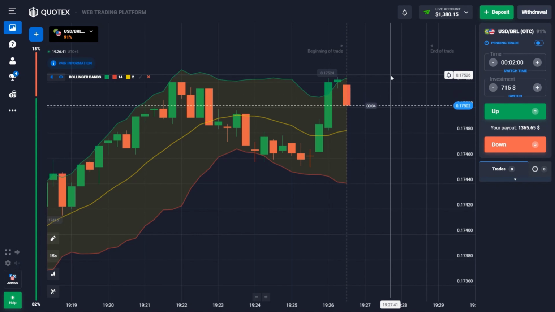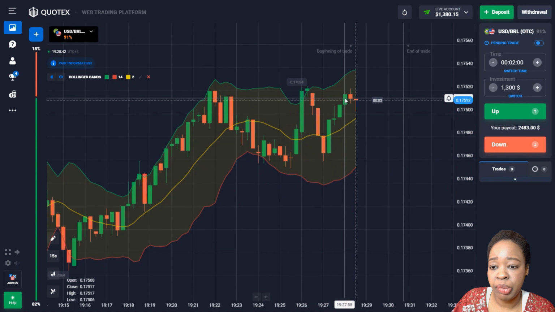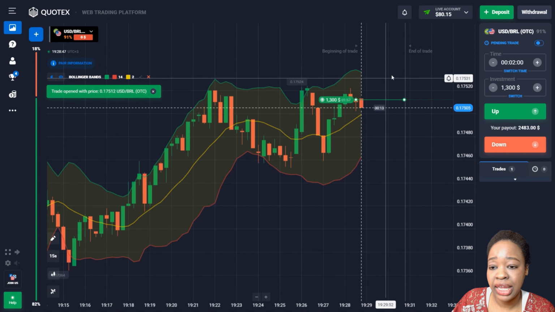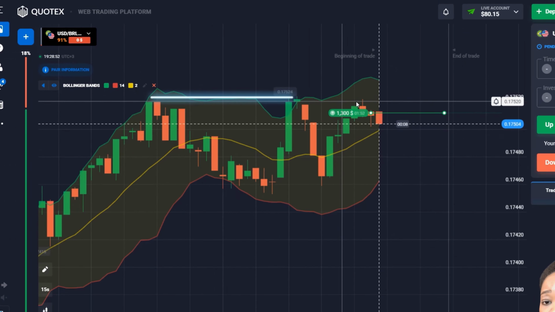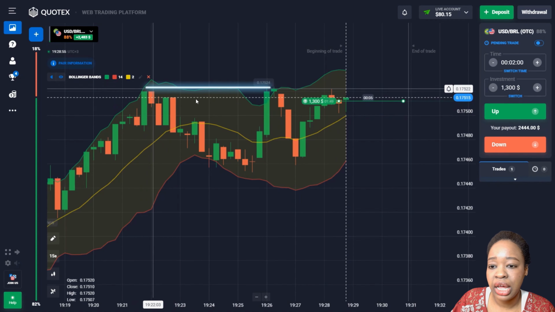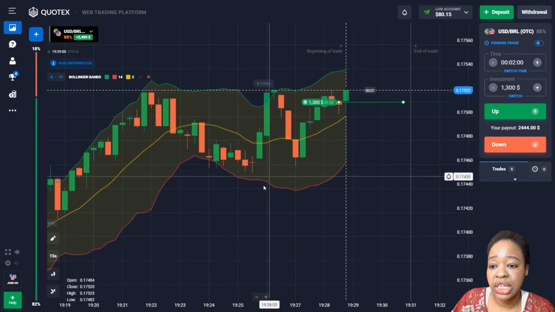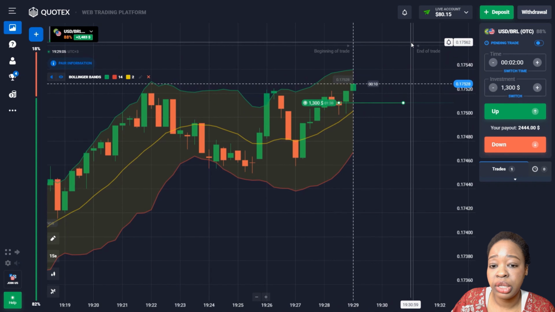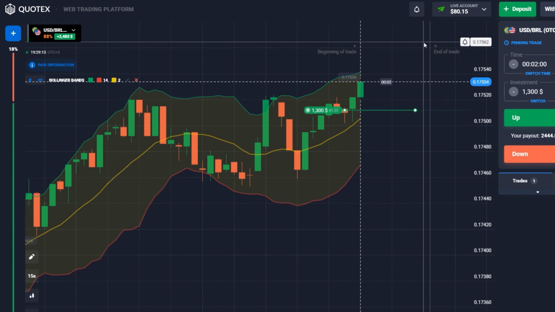Let's continue. Here I can see after the pullback down, the price again moves in the upper band of the indicator. I'm going to open an up trade for 2 minutes because I can see that there is a resistance level and the resistance zone. The price touched it several times, and now the price is again approaching this very line. You can see the price has a very good upside potential, and there is a high chance that the price will continue moving higher, and I'm going to try and break this line through. Let me check what is going to happen next.